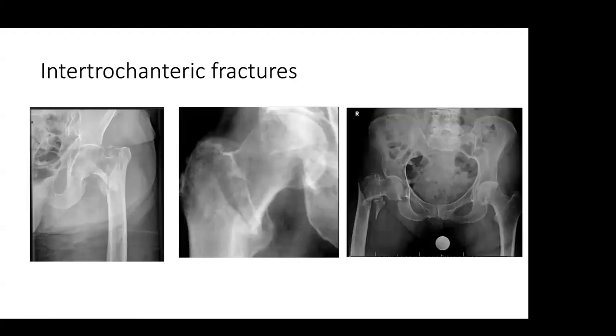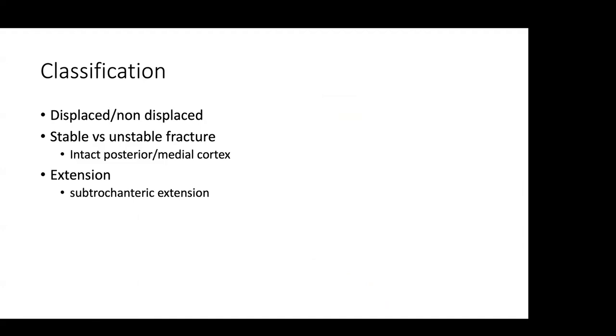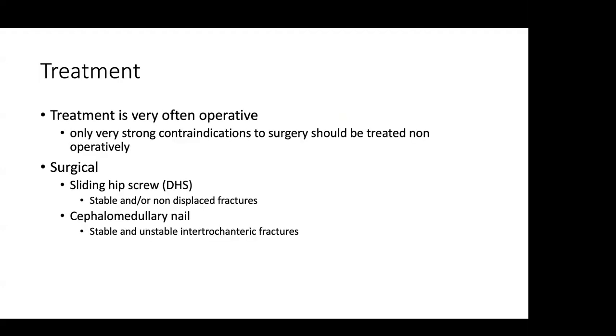Okay, intertrochanteric hip fractures. They're either displaced or non-displaced, and they're stable or unstable. So what does stable or unstable mean? If there's an intact posterior medial cortex, then your fracture is stable by definition. If the posterior medial cortex is comminuted, then it's unstable. What does that mean? A stable fracture can be fixed with a DHS, a screw and side plate. An unstable fracture can't. It needs an intramedullary nail.